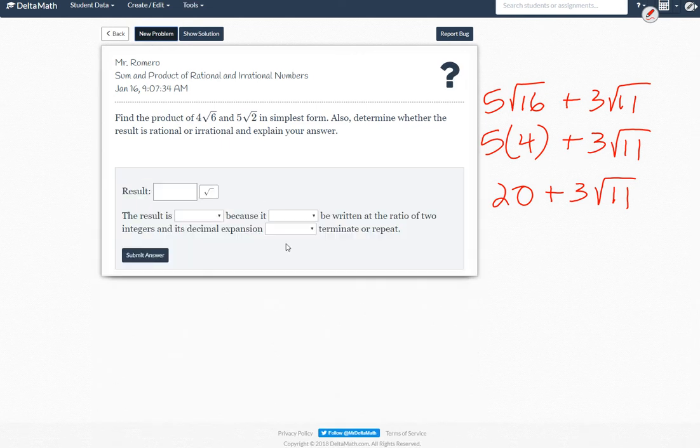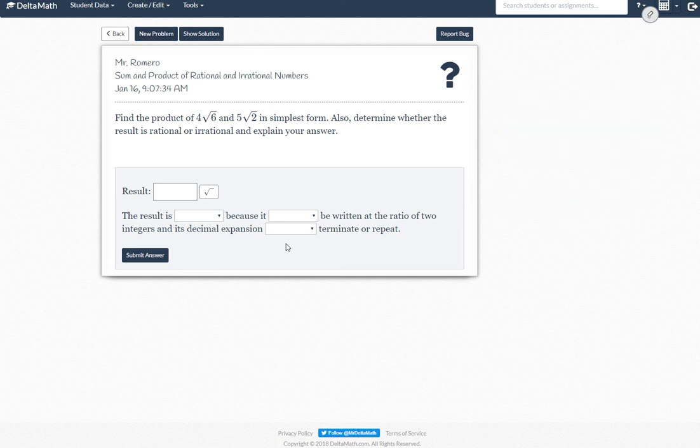I can still do a couple more before we leave. How did I get the what? Well, the 5 was already there. The 4 I got from the square root of 16. What's the square root of 16?